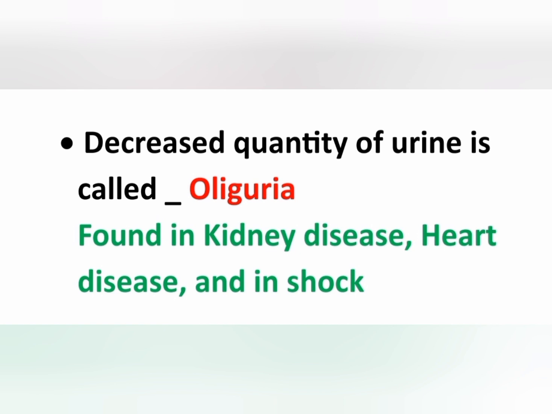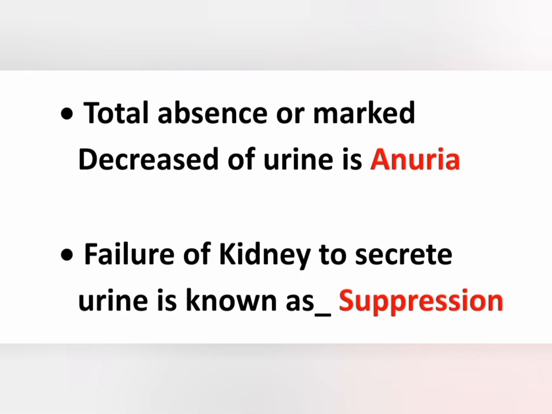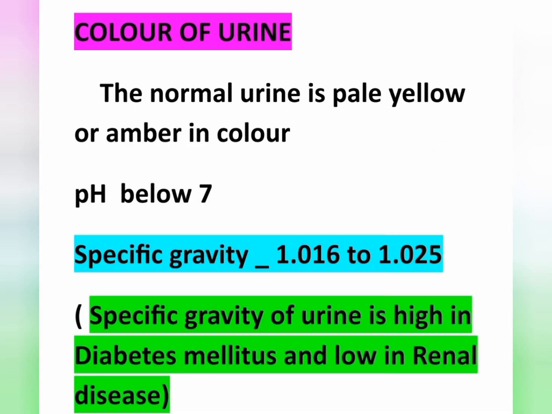And the next point, total absence or marked decrease of urine is known as anuria, and failure of kidney to secrete urine is known as suppression. So anuria and suppression are important points. So we discussed polyuria, oliguria, anuria and suppression. Next we will see the color of urine.